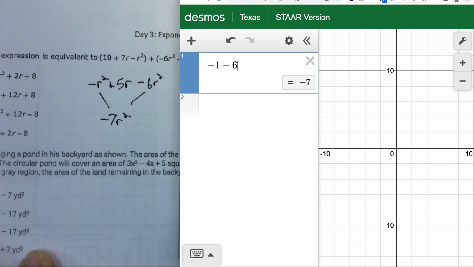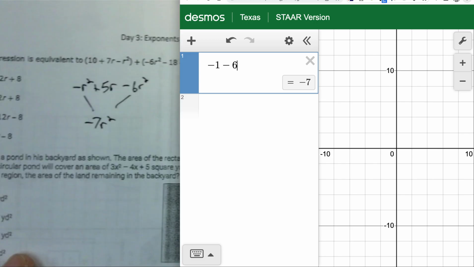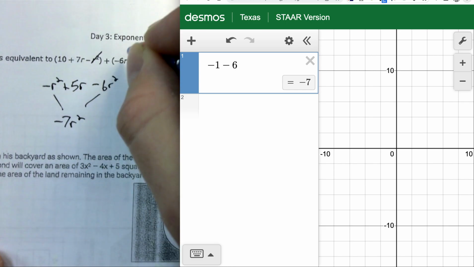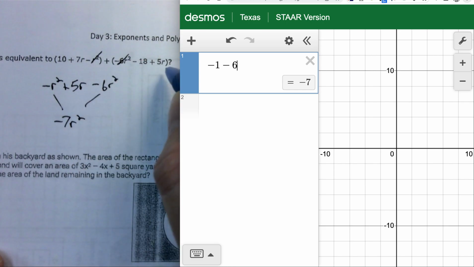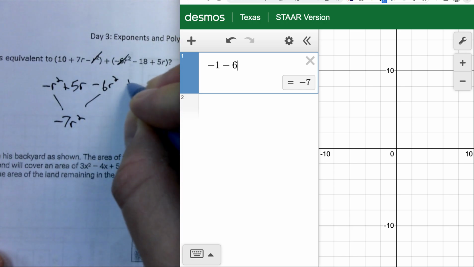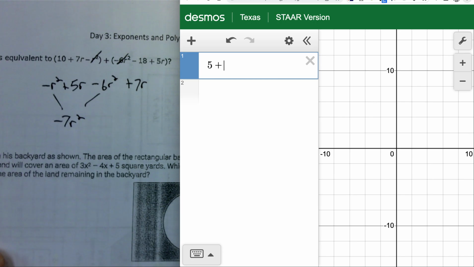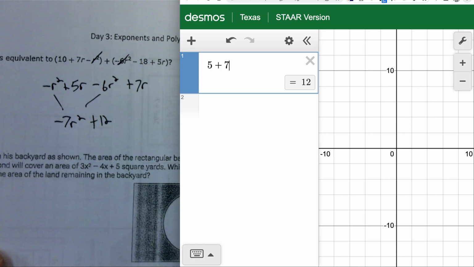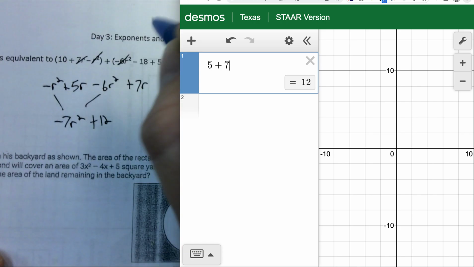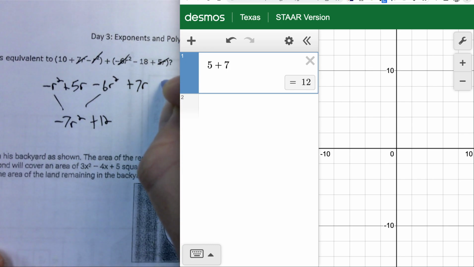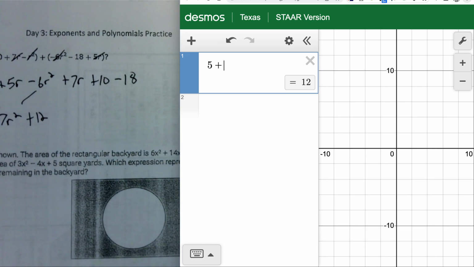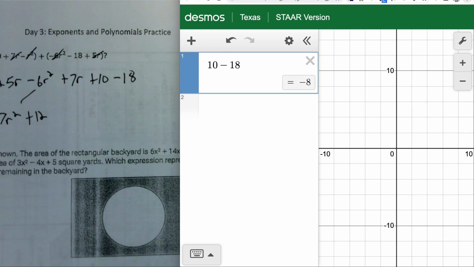All right, now the 5r, and I'm actually going to cross these out here on the paper. Now the 5r can be combined with any other r's. I got 7r right here, so I'm going to just bring that down, plus 7r. So 5 plus 7, I get positive 12r. Okay? And then on my original question, I cross those out. Then I have positive 10 minus 18. Okay? So I will just type those in. 10 minus 18. That's minus 8. Negative 8. Okay?